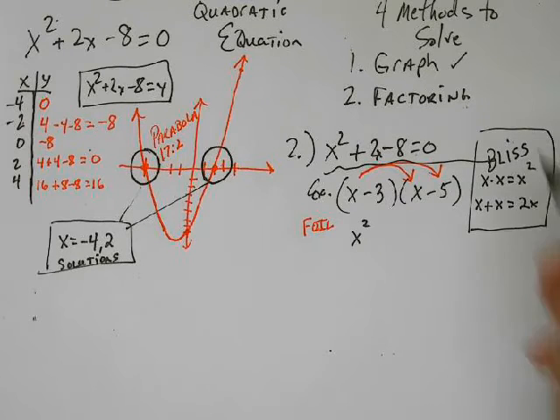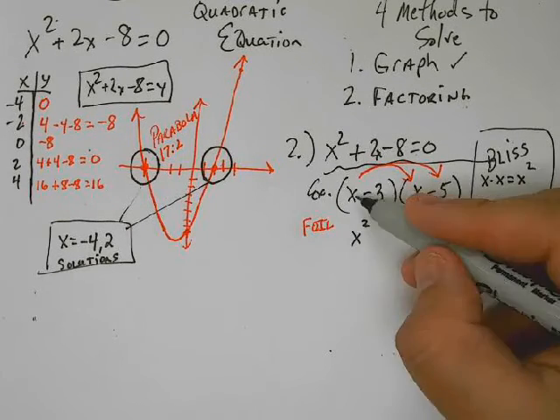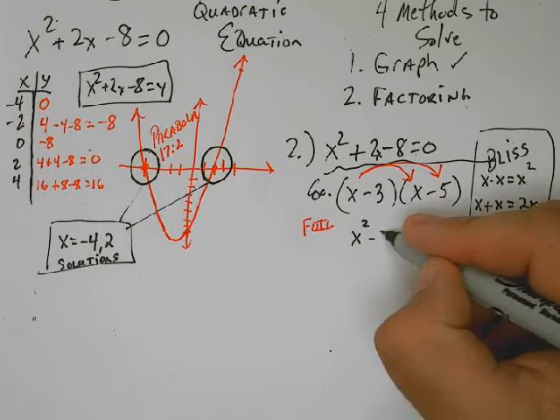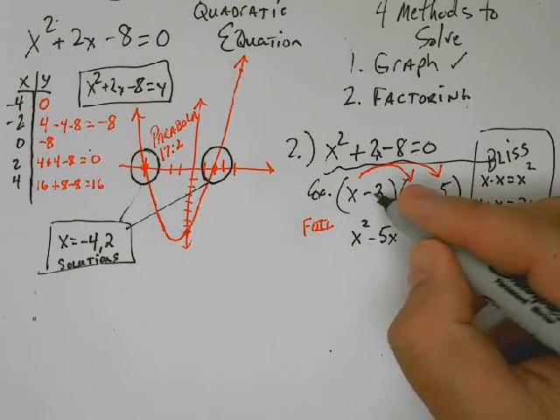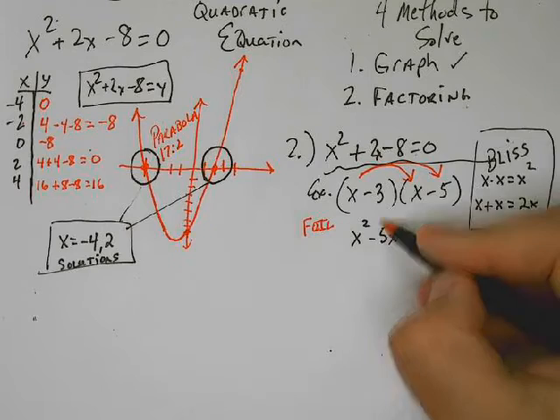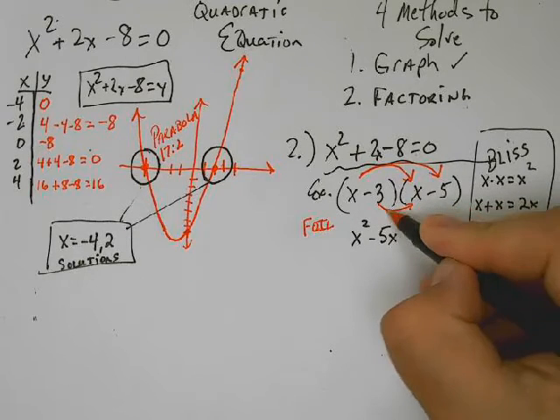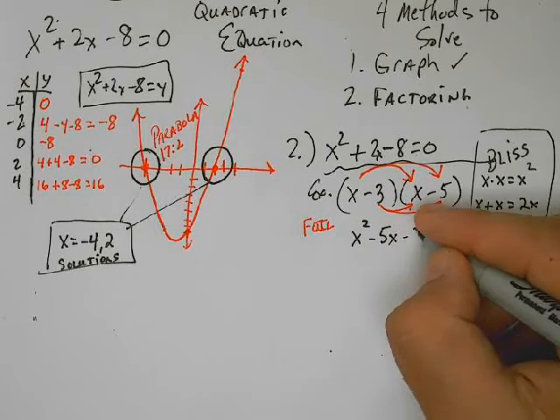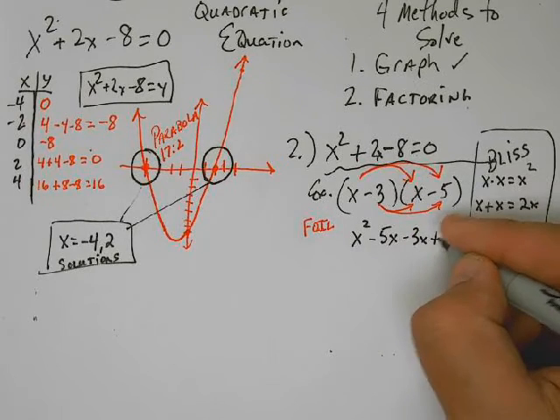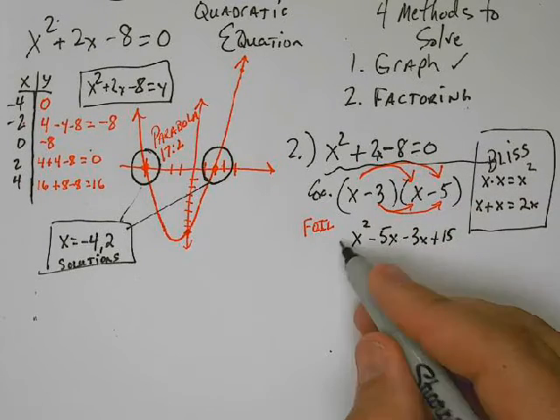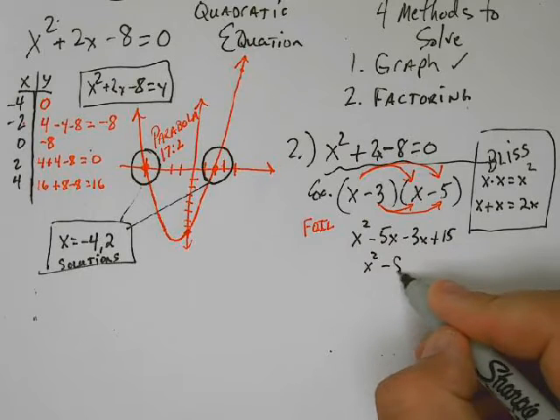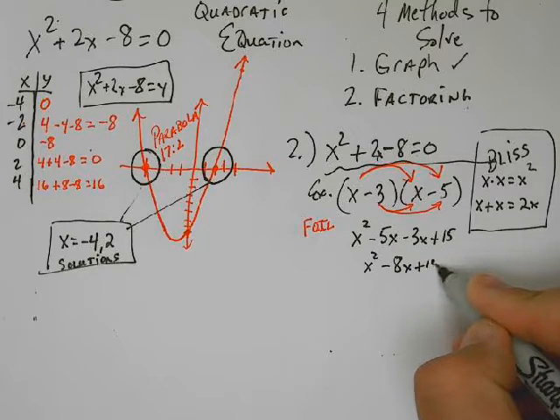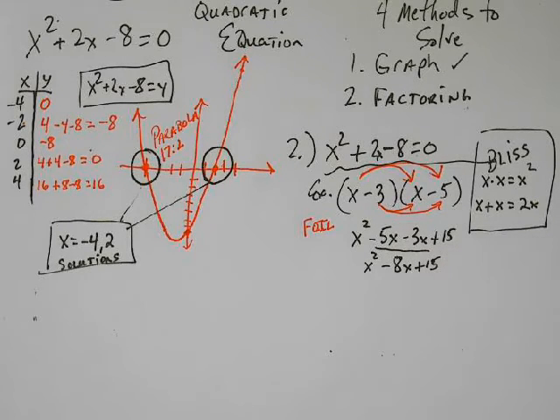Okay, so that's distribution. So x times x is x squared. X times -5 is -5x. Then we do the same thing with the next term. We take -3 to both terms. -3 times x is -3x. -3 times -5 is +15. And so we end up with x squared minus 8x plus 15. Those are like terms, so I combine those like terms. That's how we multiplied. You guys remember that? Probably did it last year in Algebra 1.